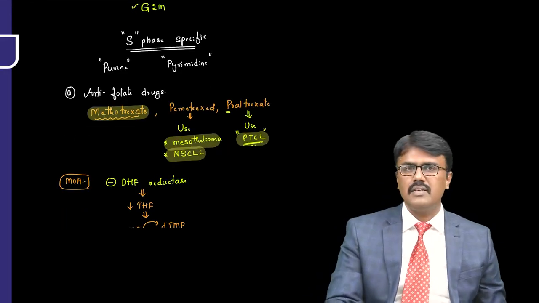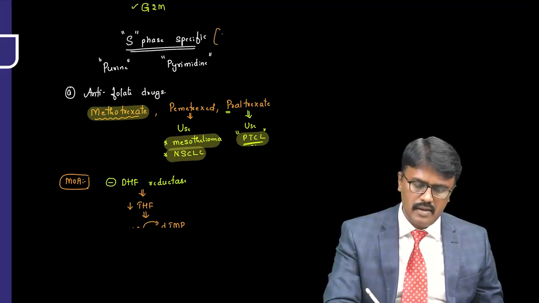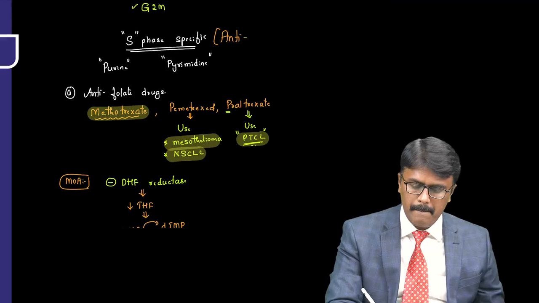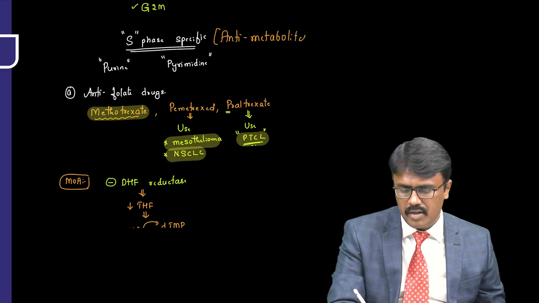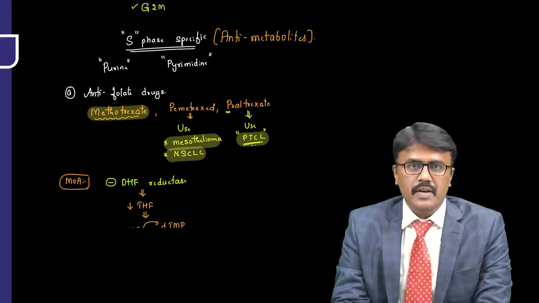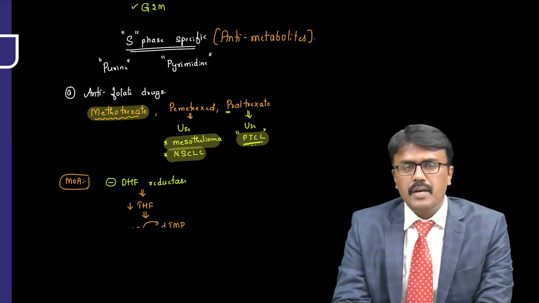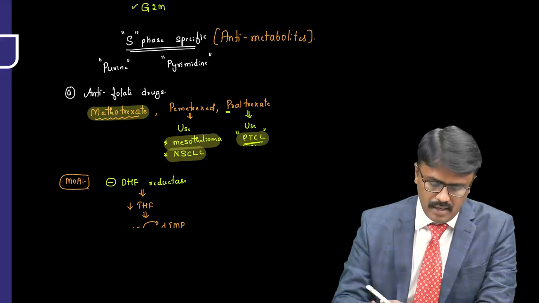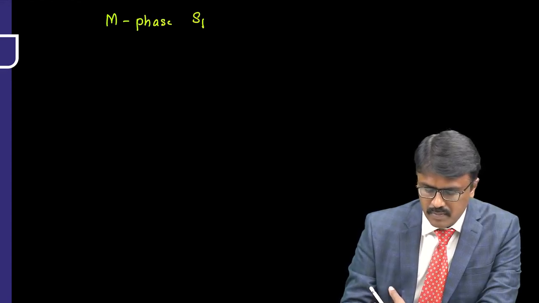Okay, so these drugs are called S phase specific drugs, and they are also called anti-metabolite drugs. So in cell cycle specific drugs, we discussed the S phase specific drugs, which are also called anti-metabolites. Now we will be discussing the M phase specific drugs, and M stands for mitosis.